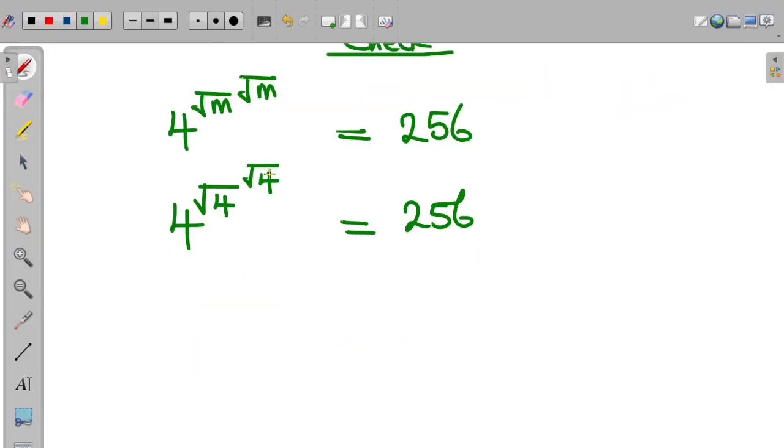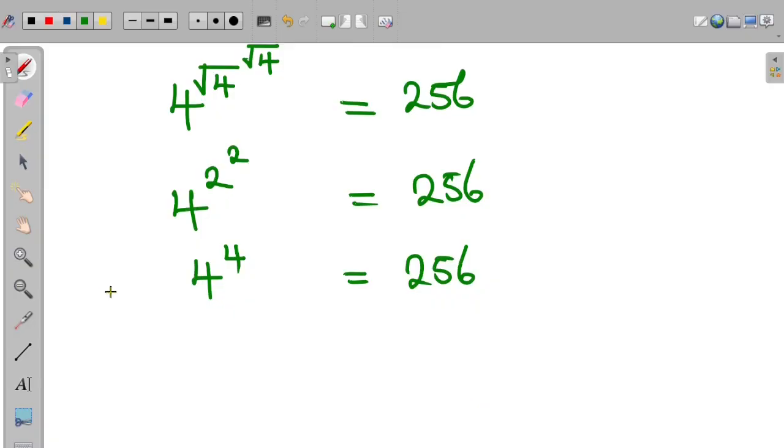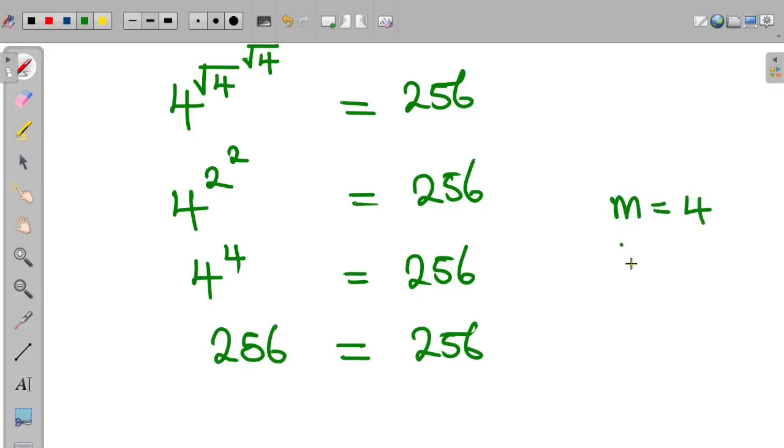We start with the topmost power. We know that root 4 is equal to 2, so this becomes 4 to the power of 2 to the power of 2 equal to 256. 2 squared is 4, so we have that 4 to the power of 4 is equal to 256. And looking at the left hand side, 4 to the power of 4 is 256. So therefore, the solution that m is equal to 4 is valid.